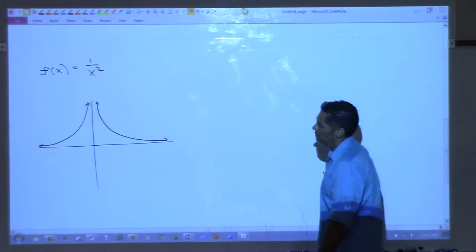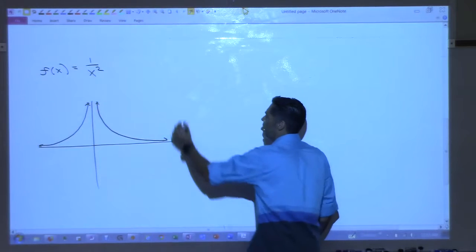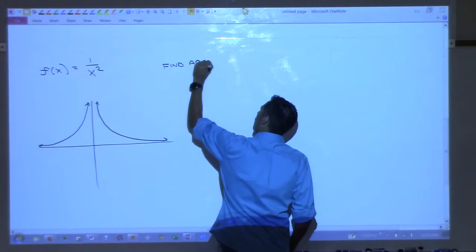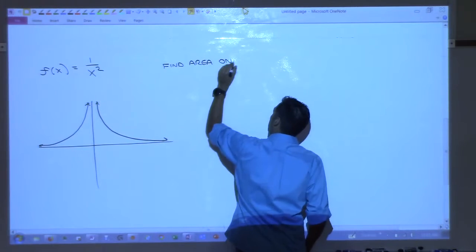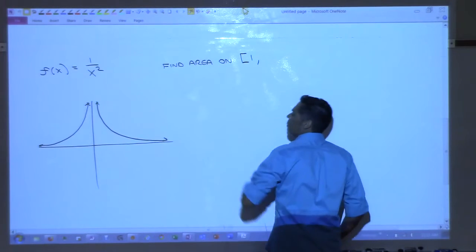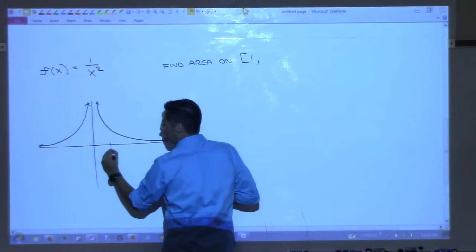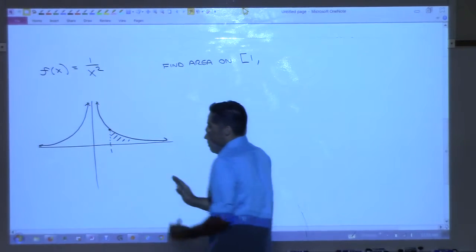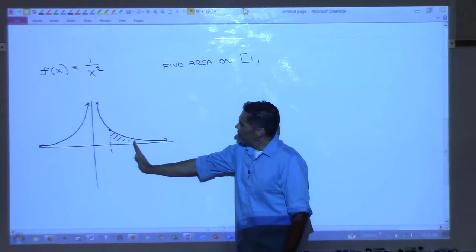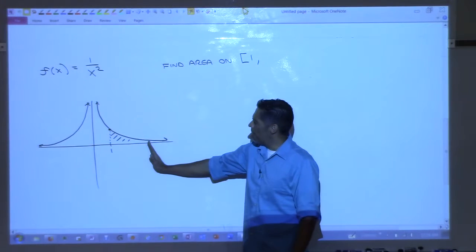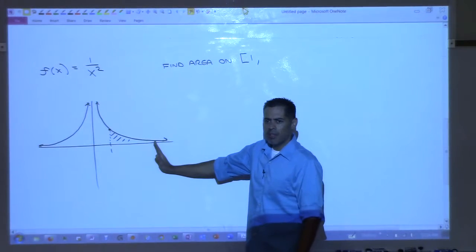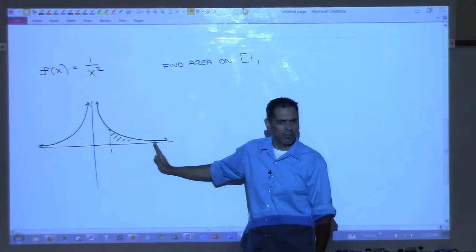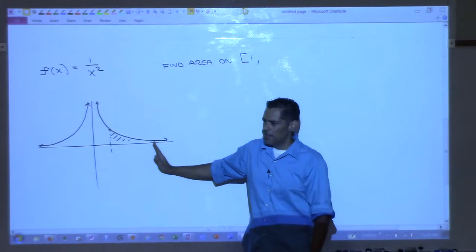Here's what I'd like to figure out. I want us to find the area on the interval starting at 1. I want us to find the area. Let's see, where do I want to stop? 10? We could do 10, right? And then you just find the antiderivative and plug in 10 and you can figure it out.